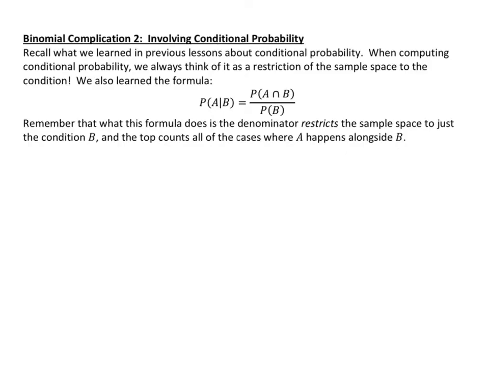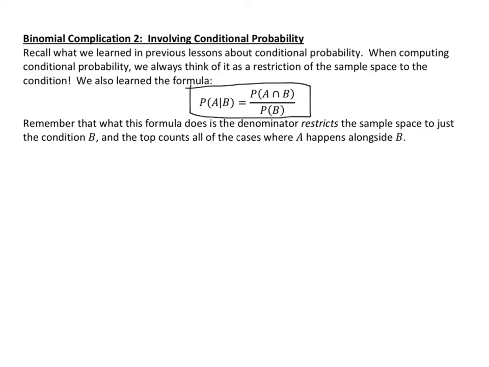So now we're moving on to the second way that these problems can be increased in complexity. Recall what we learned in the previous lesson about conditional probability. This would have probably been a couple weeks ago. When computing conditional probability, we always think of it as a restriction of the sample space to the condition. And in fact, we learned a formula for it, right? We learned this formula, and we even interpreted that formula.